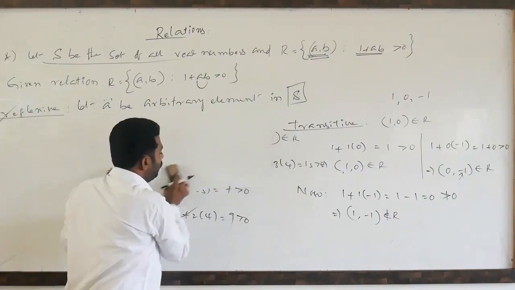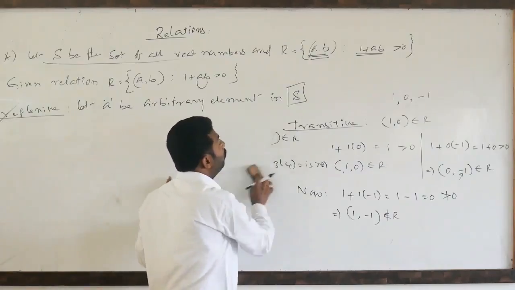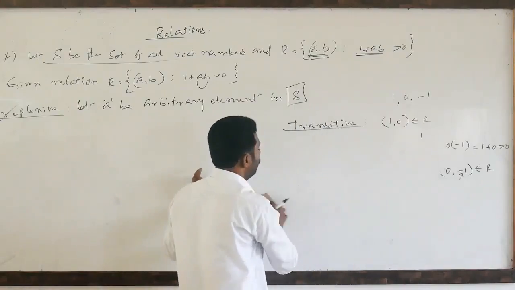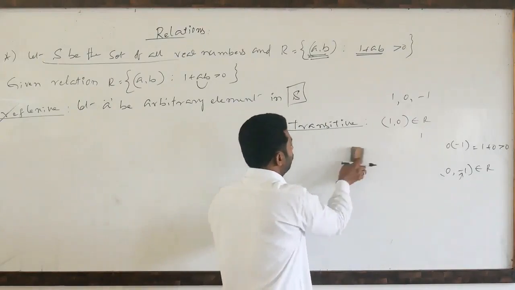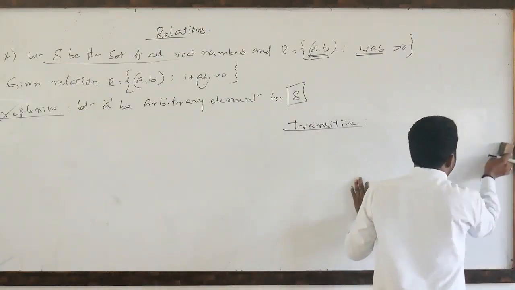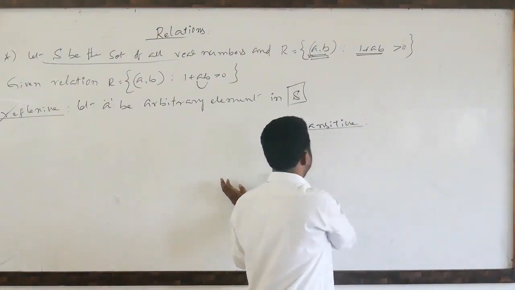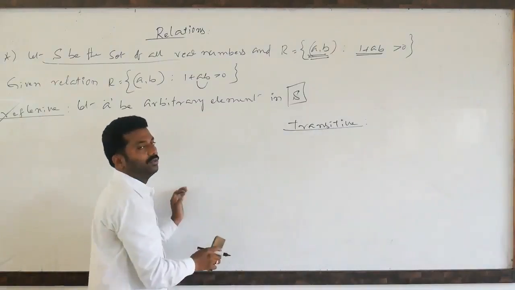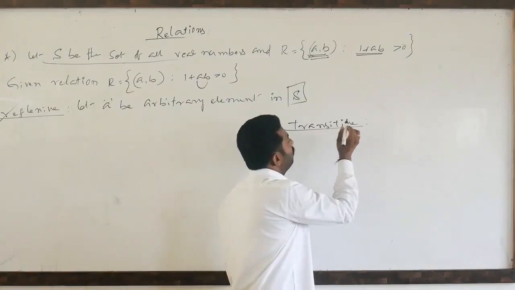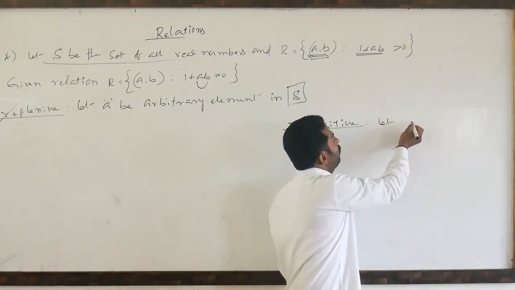So these examples are called counter examples. When should we give a counter example? If a relation is not reflexive, not symmetric, not transitive, in that case only you have to give a counter example. Counter examples. So previously this relation is not transitive. Why is it not transitive?